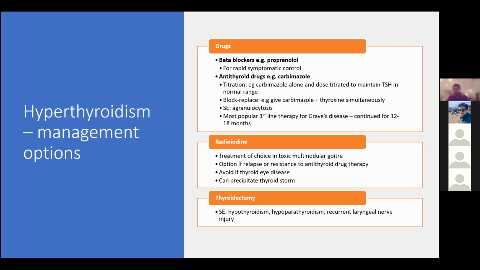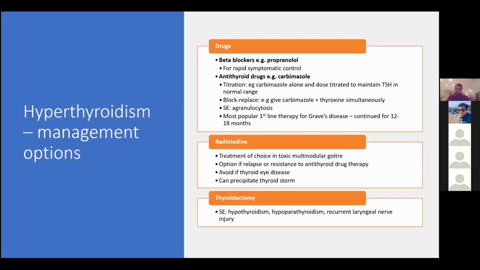And you have to be careful as it can actually precipitate a thyroid storm because, as I said before, you're giving a source of iodine, it may stimulate the thyroid gland to actually produce more thyroid hormone before actually causing the thyroid gland to be shut off.